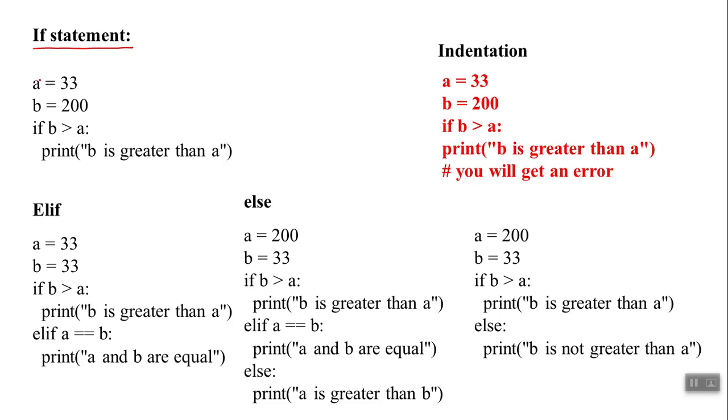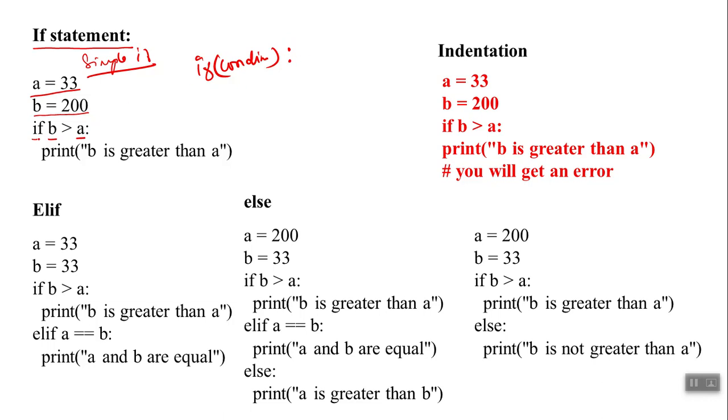This is your simple if, called a simple if statement. I have two values, a is equal to 33 and b is equal to 200. I am checking whether b is greater than a. The syntax of if is: if, then the condition you want to check, and don't forget the colon. The end of the control statement is marked with a colon. If you miss this colon, you'll have an error.